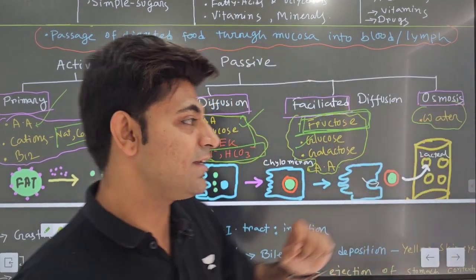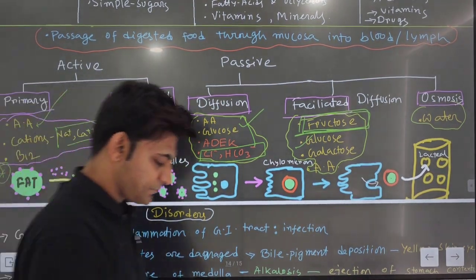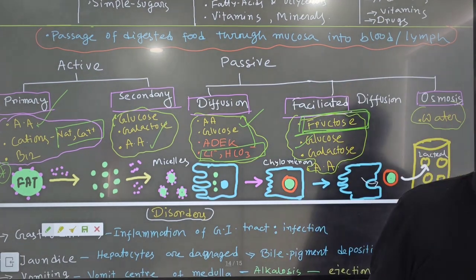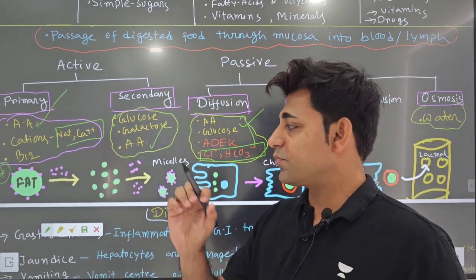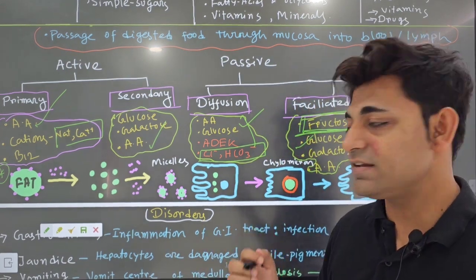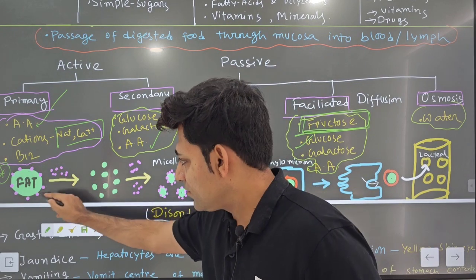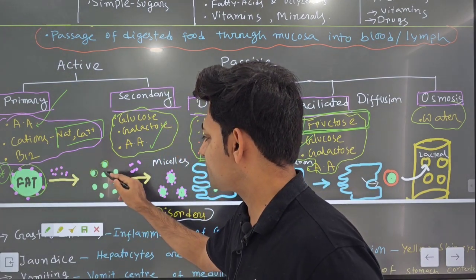Now the next and important thing is absorption of fat. Before absorption, fats need to get emulsified, they need to get broken down. So with the function of lipase enzyme and bile salts, fat globules are broken down into fat droplets.